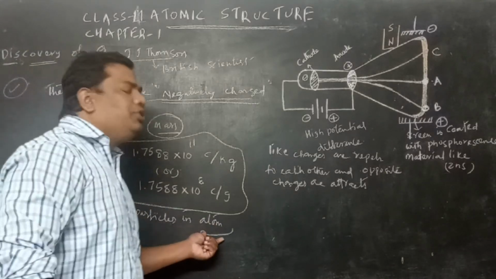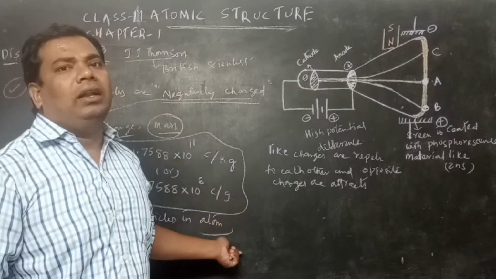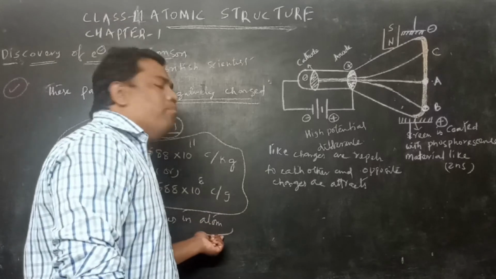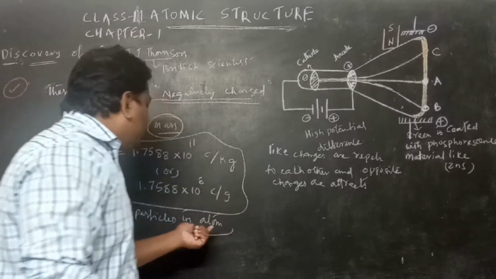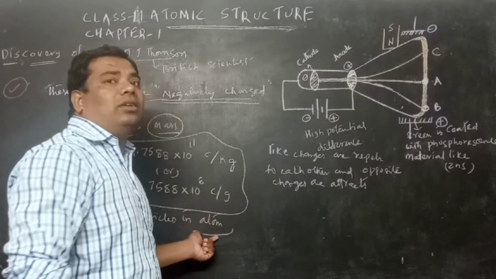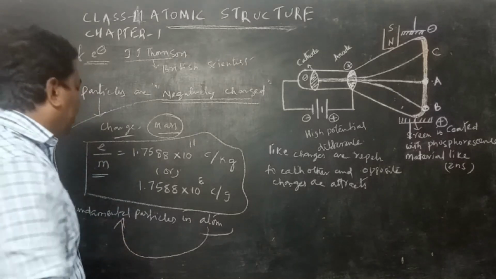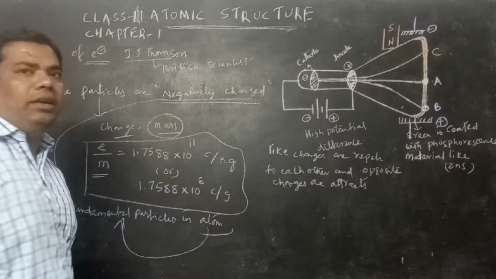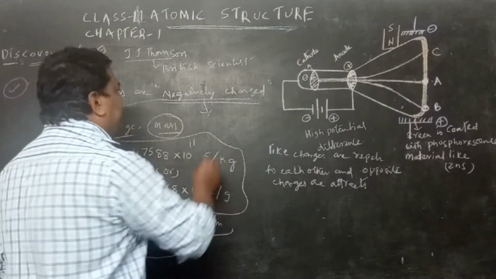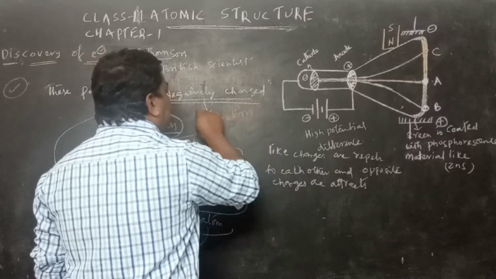According to John Dalton's concept, the atom is the ultimate particle in matter, meaning the atom is the end in matter. But J.J. Thomson said no: the atom is not the end, the atom has a fundamental particle. This fundamental particle is negatively charged, and he called it a negatron.